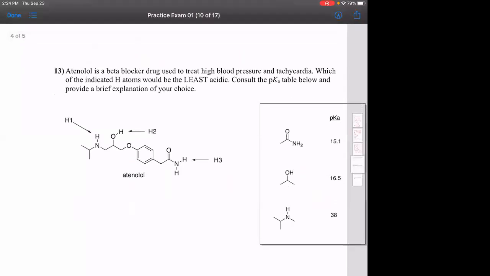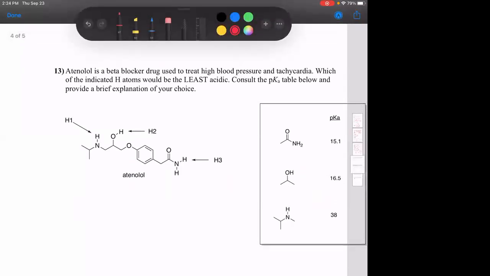Atenolol, a beta blocker. Which of the indicated H atoms would be the least acidic? Consult the pKa table below and provide a brief explanation of your choice. What I'm looking at here is an NH acidic proton, but it's in the amine functional group. Then I have an OH hydrogen, and it's in the alcohol functional group.